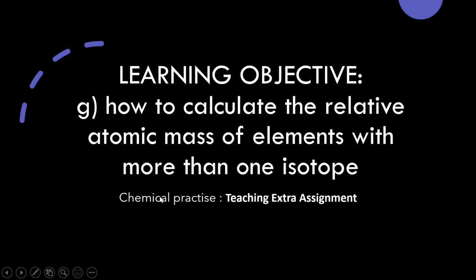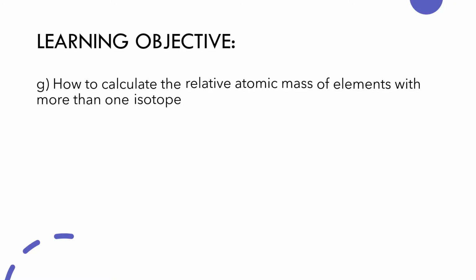In this video I will be discussing this learning objective, which is how to calculate the relative atomic mass of elements with more than one isotope, and evaluating two exam questions to do with this topic. So, as I said, the learning objective is as shown.